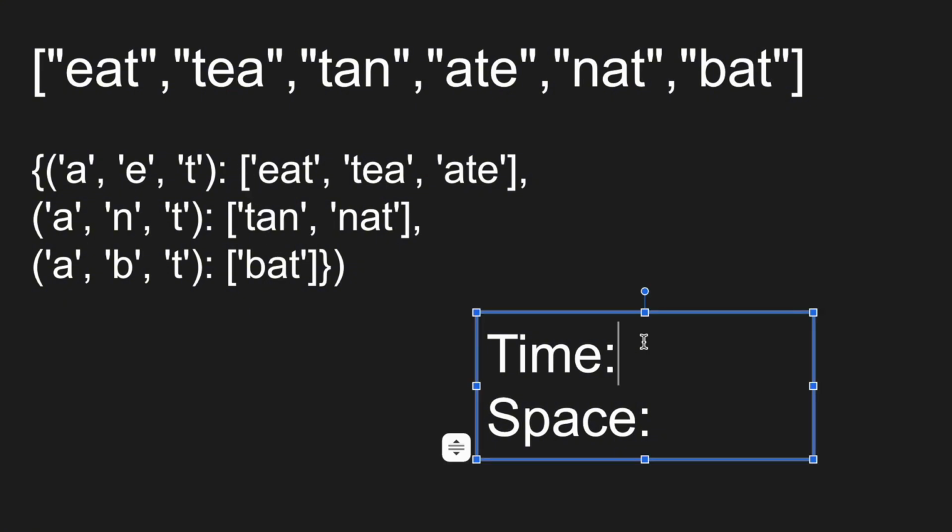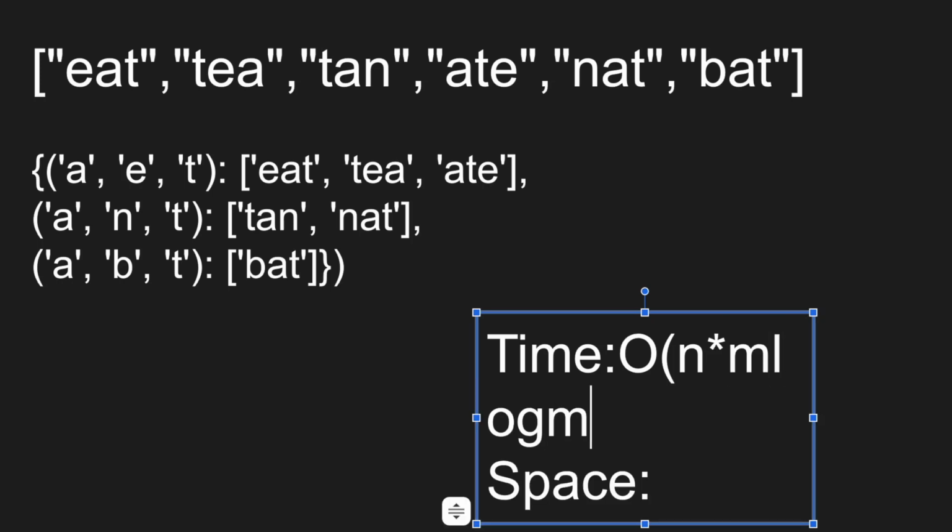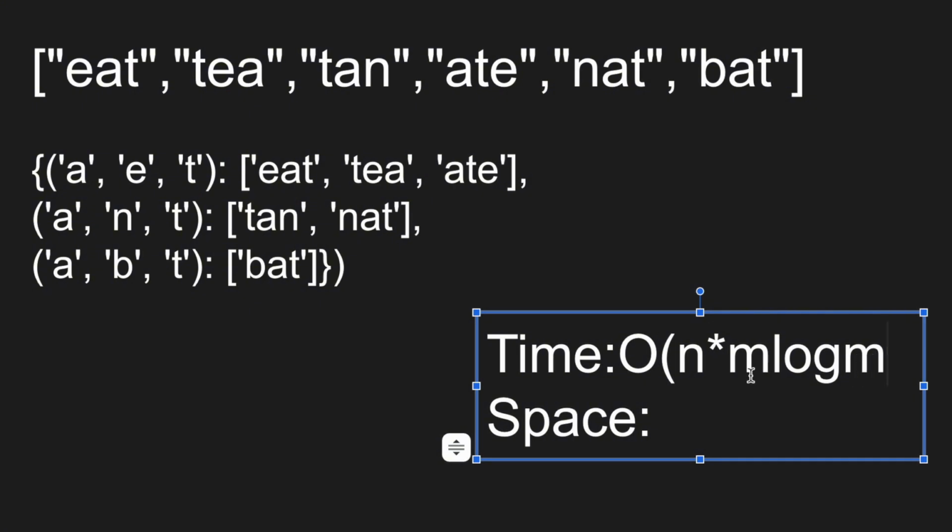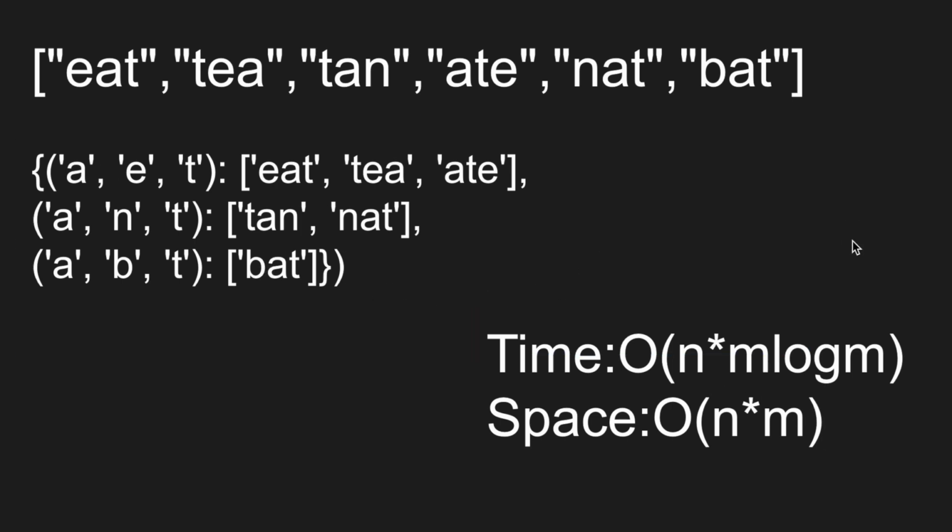So the time complexity of this would be O of n times m log m, where n is the number of strings and m is the length of the longest string, because there will be n strings that we have to go through, and then we have to sort each string, and sorting will take m log m time. And the space complexity would be n times m, where n is the number of strings and m is the length of the longest string, because the tuple can take up to m letters long. So there actually is a more efficient way to solve this problem, and we'll get to that one right now.